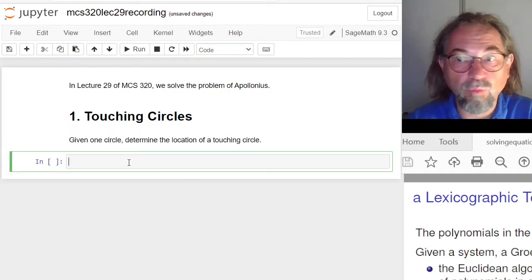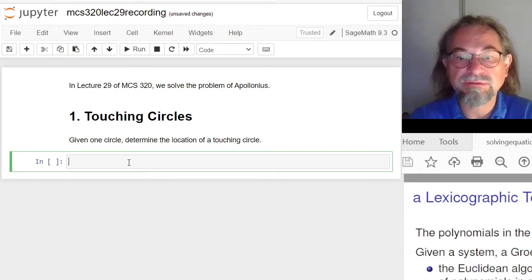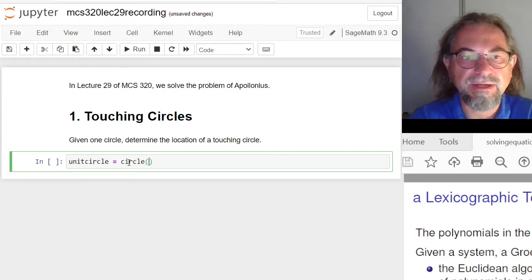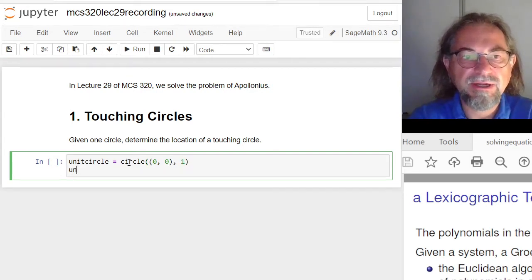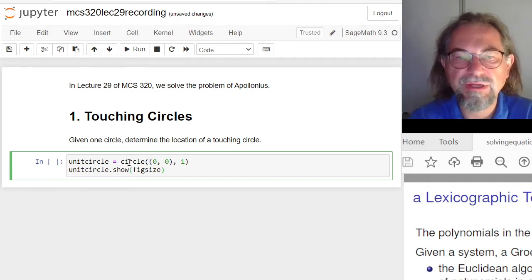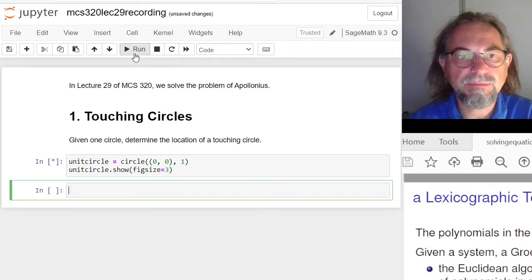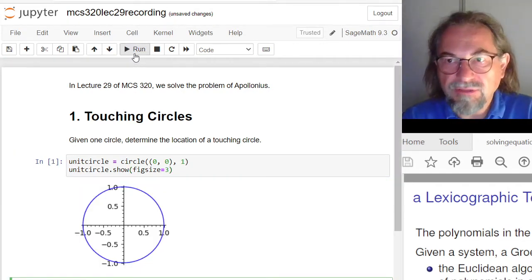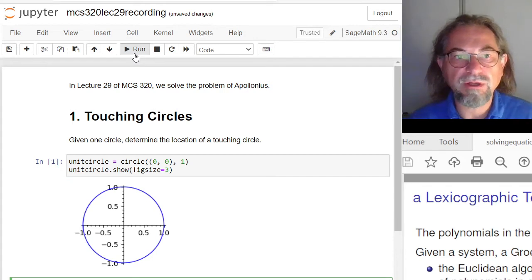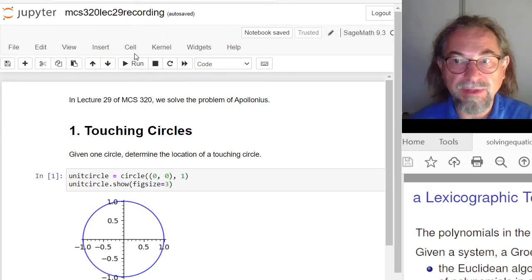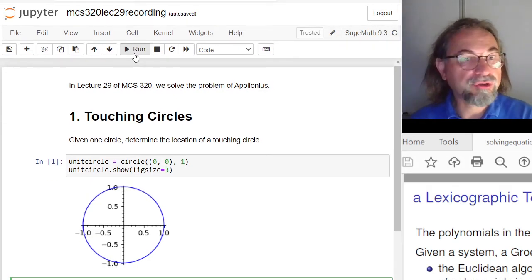Okay, given one circle, we may as well take the unit circle. There is a primitive for that. The center is at the origin, and the radius equals 1. So this is the unit circle, and I want to think about circles that touch this given unit circle.